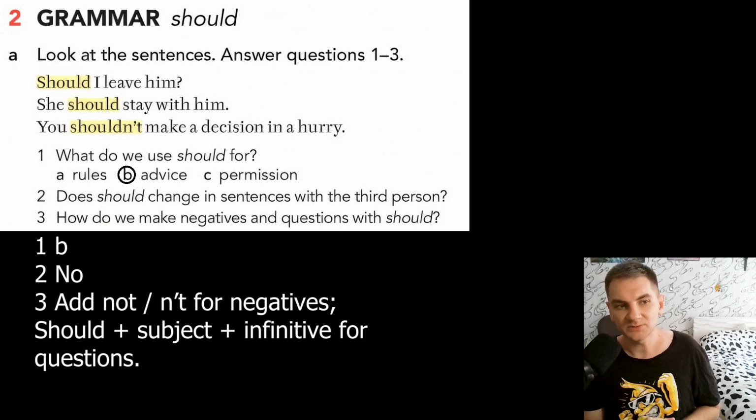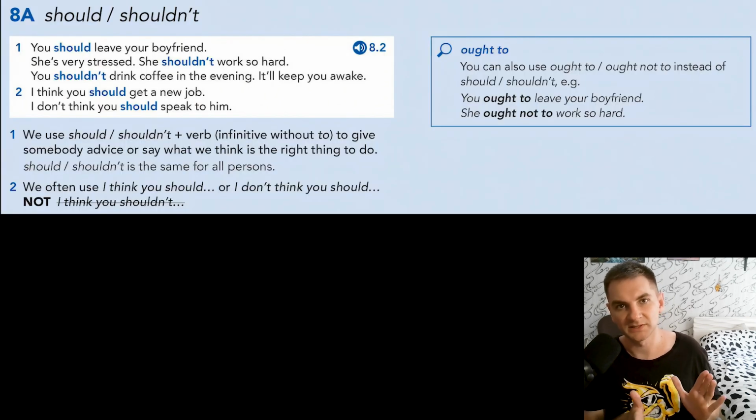Number 3. How do we make negatives in questions with should? We add not or an apostrophe T for negatives, like I should not do this or I shouldn't do this. Again, modal verbs, you can see the pattern, like can, can't, must, mustn't, should, shouldn't. Speaking of questions, we use should plus subject plus infinitive for questions. Like, should I help you? Should she come here? What should I do? And so on. Okay, it was just warming up stuff.